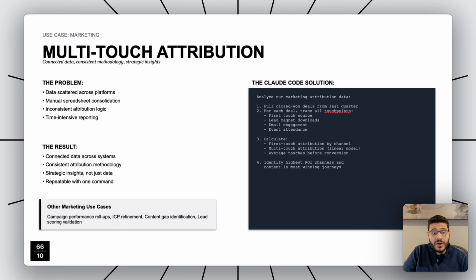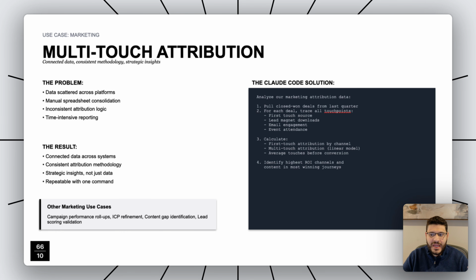A use case for the marketing team, right? Multi-touch attribution, which is a huge one. Connecting all that data and trying to make something valuable out of it is always an issue for a lot of these teams, right? So here's the real problem. Data is scattered across platforms. There's a lot of manual spreadsheets that are going around and being consolidated. There's inconsistent attribution logic sometimes, and it's time intensive.